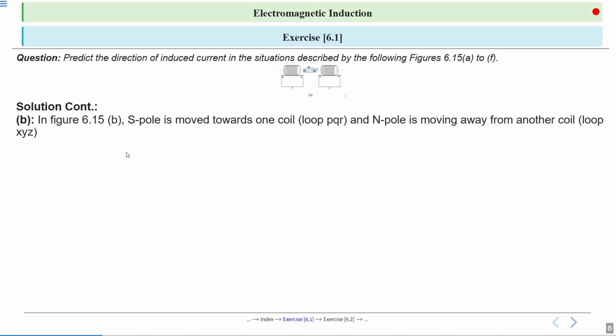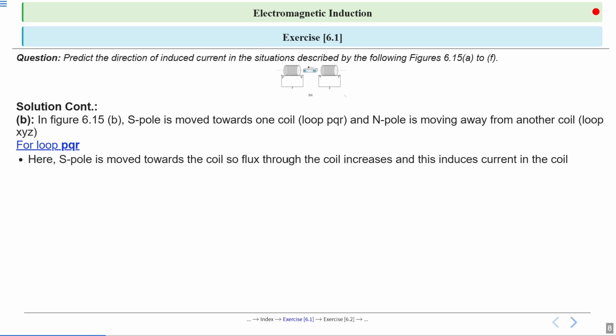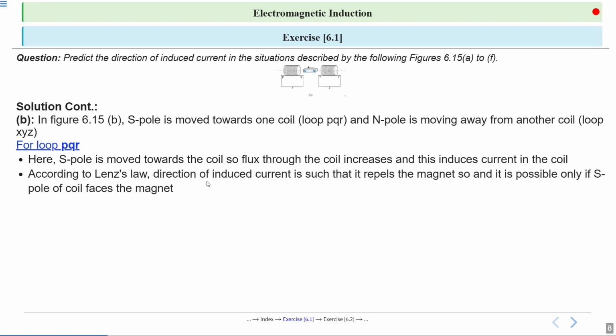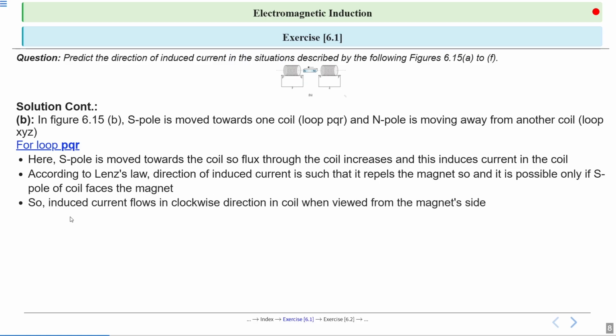Okay, so in figure 6.15b, the south pole is moved towards one coil, that is loop PQR, and the north pole is moving away from another coil, that is loop XYZ. So for loop PQR, the south pole is moved towards the coil, so flux through the coil increases and this induces current in the coil. According to Lenz's law, the direction of induced current is such that it repels the magnet, and it is possible only when south pole is generated on the side of the magnet. So induced current flows in the clockwise direction when viewed from the magnet side.